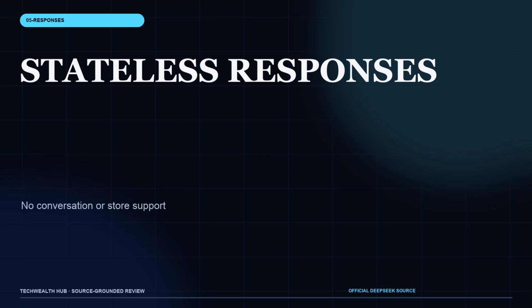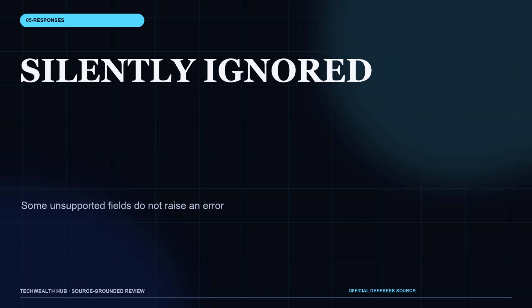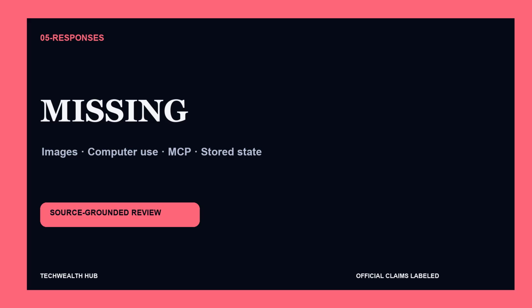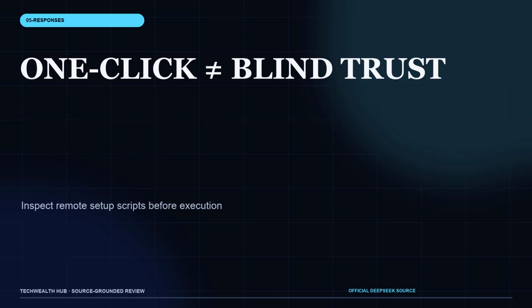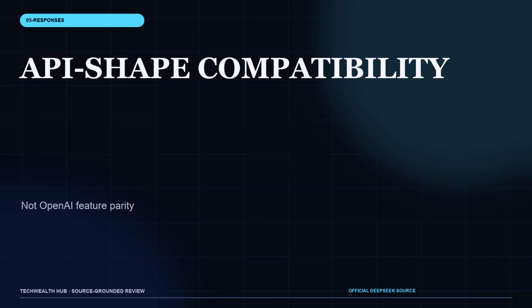The responses endpoint is stateless. Some unsupported fields are silently ignored, which is convenient for connecting an existing client and dangerous for assuming it behaved as requested. The one-click script backs up Codex configuration, writes a model catalog, and adds a provider, but a remote setup script should still be inspected before execution. The key conclusion is API shape compatibility, not OpenAI feature parity.